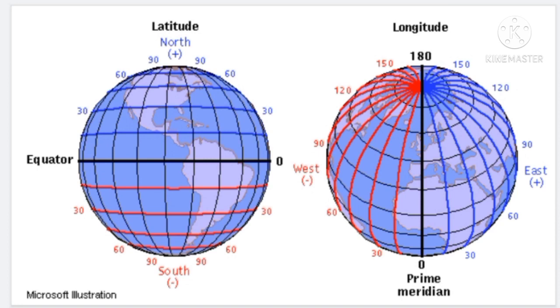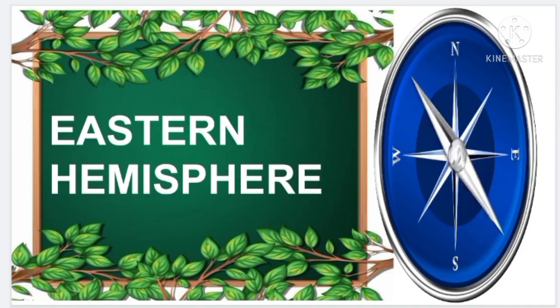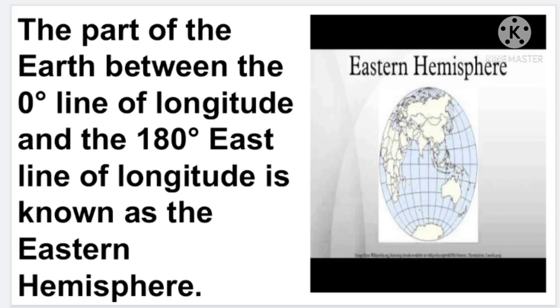Students, there are 180 lines of longitude towards the east and west from the prime meridian. Now let's see what is meant by eastern hemisphere. The lines of longitude that are found between the prime meridian and the 180 degree east line of longitude are called eastern longitudes.